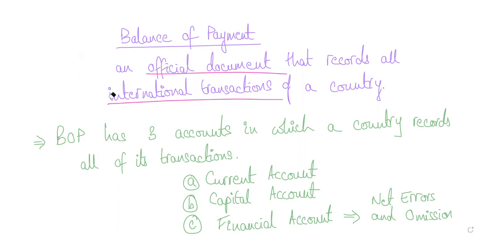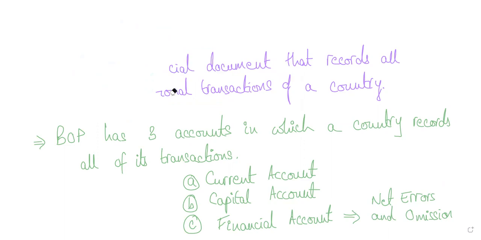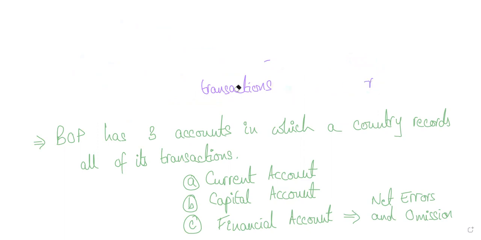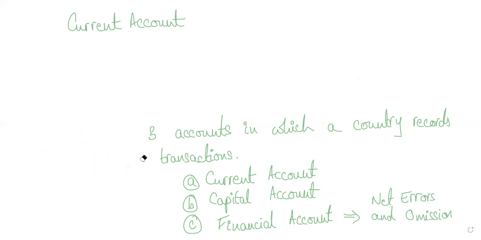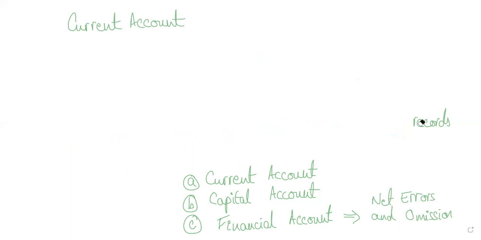Okay, now this being said, let's move on and let's talk about each one of these accounts one by one. So let's first start off with current account. So what is current account? Any idea? Students, what is current account? Have a look at this. Current account is the largest of the 3 accounts, right? The most important, or you can say the most valuable, transactions out of the 3 accounts that are part of balance of payments are recorded in the current account.